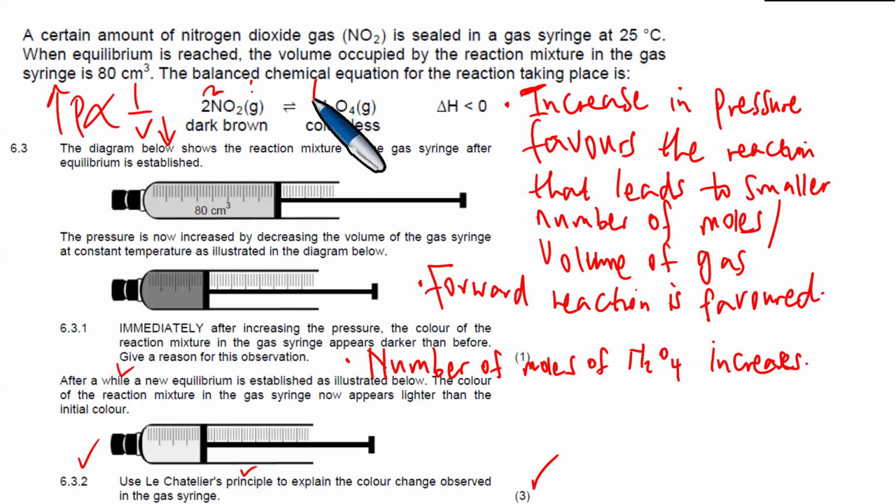Because why? Because it has a smaller number of moles. Increase in pressure favors a smaller number of moles. Increase in pressure goes with a decrease in volume and goes with a smaller number of moles. A small number of moles means the forward direction is favored, and that means the number of moles of N2O4 increases. Number of moles of N2O4 increases, and this is the answer for the 3 box. Okay, we're good. Let's move on to the next point.